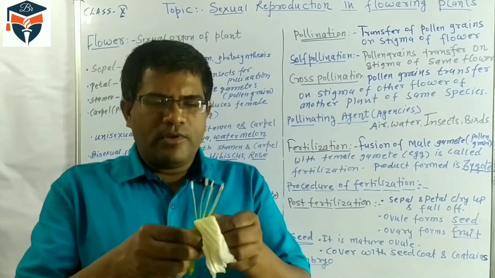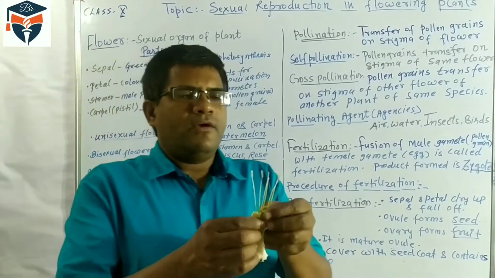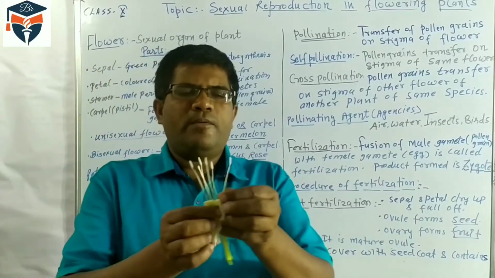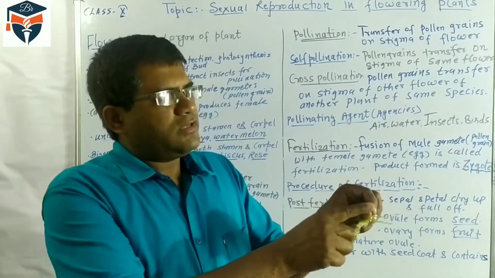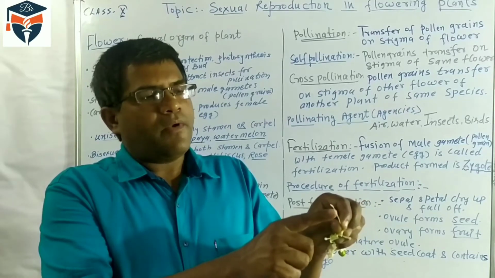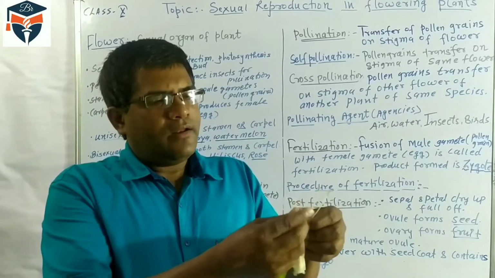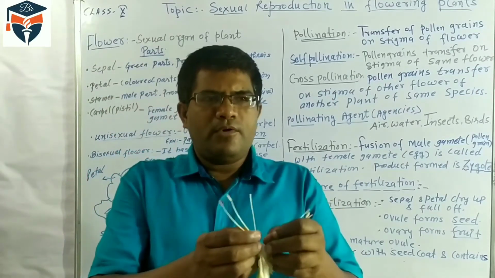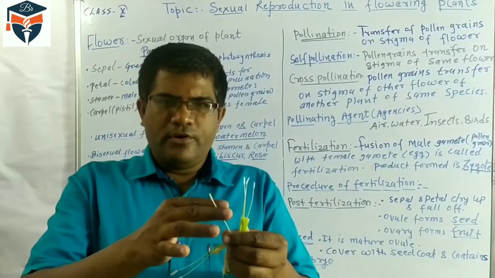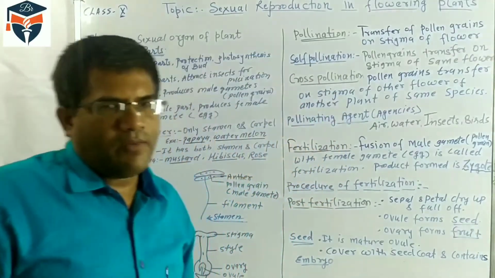After removing the sepals and petals, now you will see another, third part of the flower, and its individual part, this one, is called the stamen. This part is the male part of the flower. This is also a stamen. And the last part of the flower is the female part. This is called the pistil. So we have four parts of the flower.